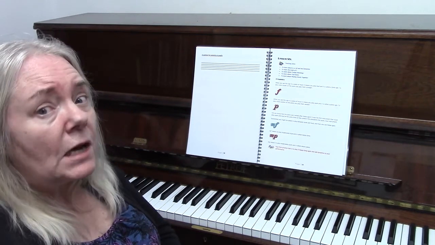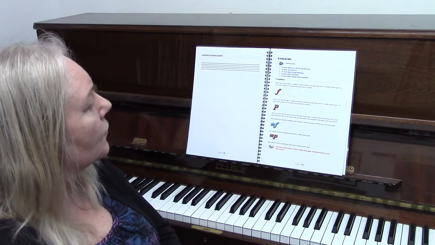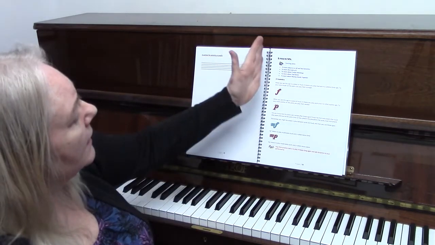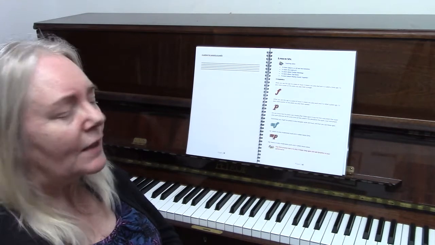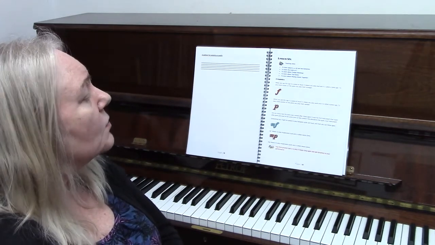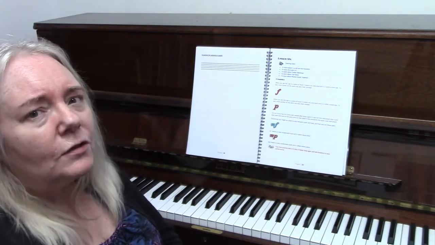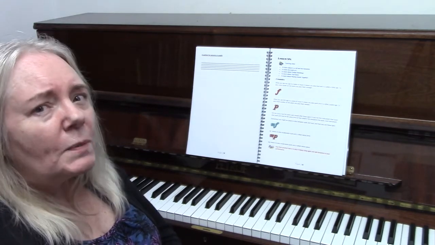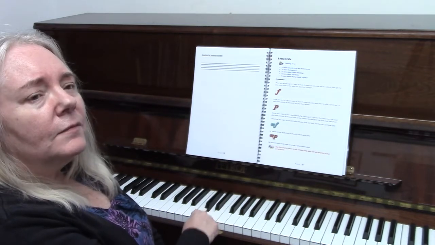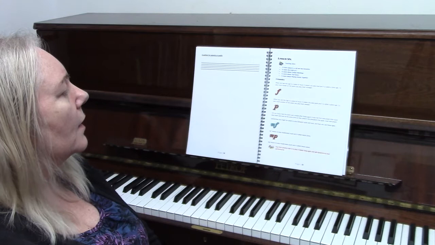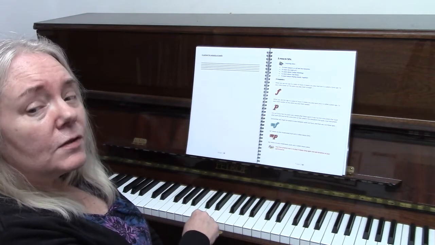Now the lesson starts by having a look at dynamics, and the first page clearly shows you all the dynamic ranges that you get in music. So dynamics is talking about how loud or how quiet you play. So to play loud on the piano, you hit the key harder. And to play quiet, you hit the key softer.